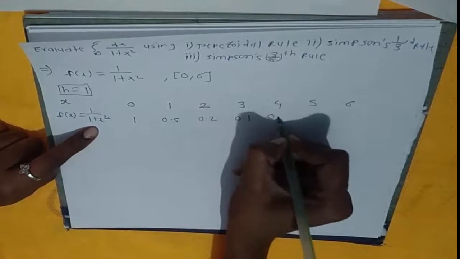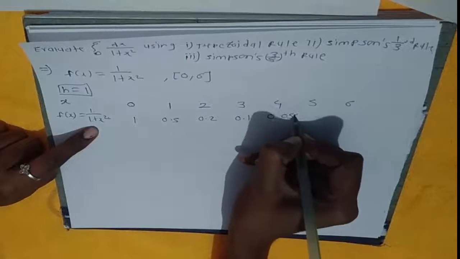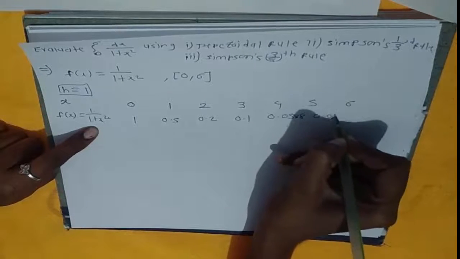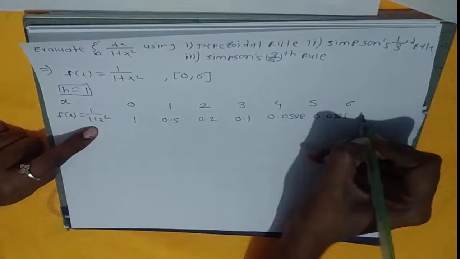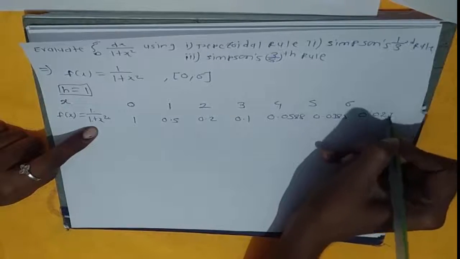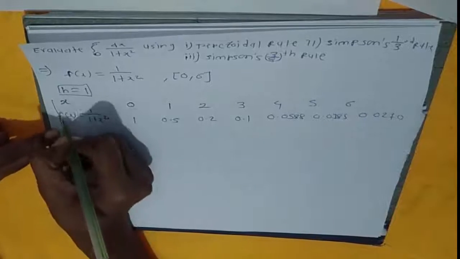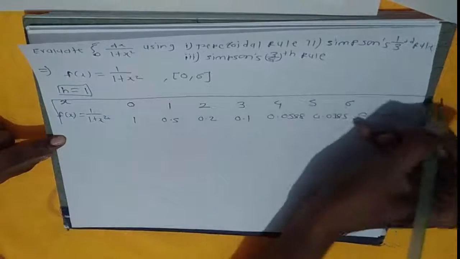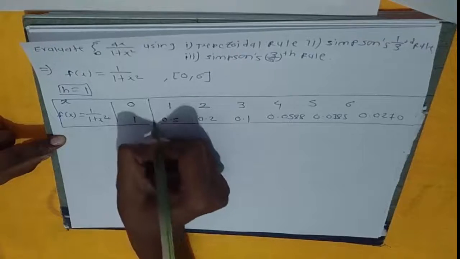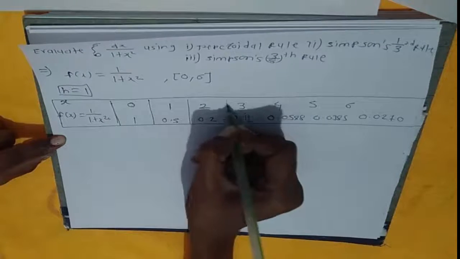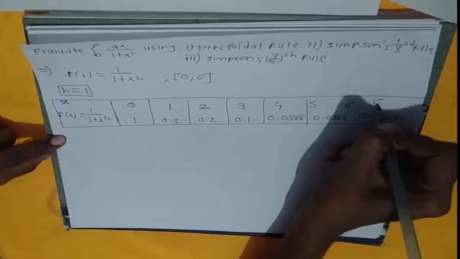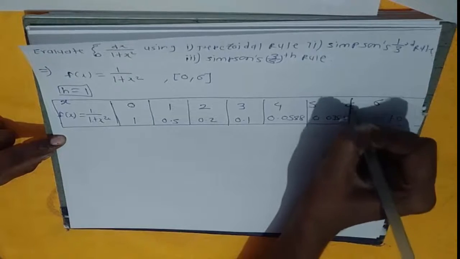Then at 4 we get 0.0588, at 5 we get 0.0385, and at 6 we get 0.0270. Okay, so in this way we find the set of data points. Then we have to use these 3 rules to find the integration.